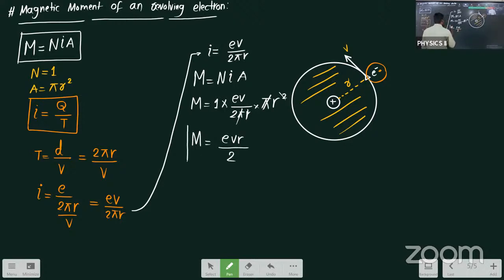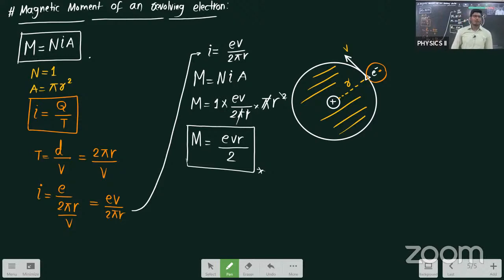So this is the magnetic dipole moment of a revolving electron. Remember this. It is a very important concept and question for your annual examination, even for the supplementary examination. What did we do? We considered an electron revolving around the nucleus with some velocity v. Next, we are supposed to determine the magnetic dipole moment of that revolving electron.